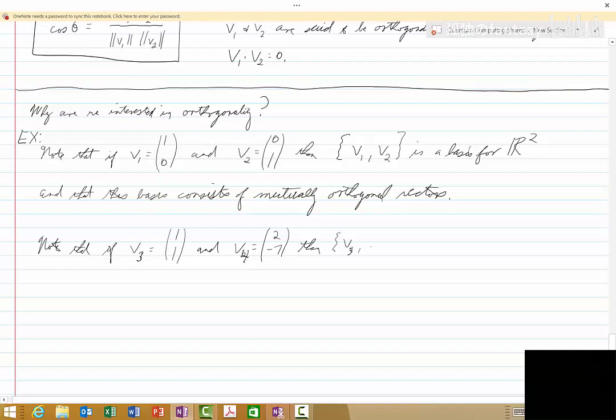Then V3, V4 is a basis for R2, and this basis consists of vectors that are not orthogonal to each other.